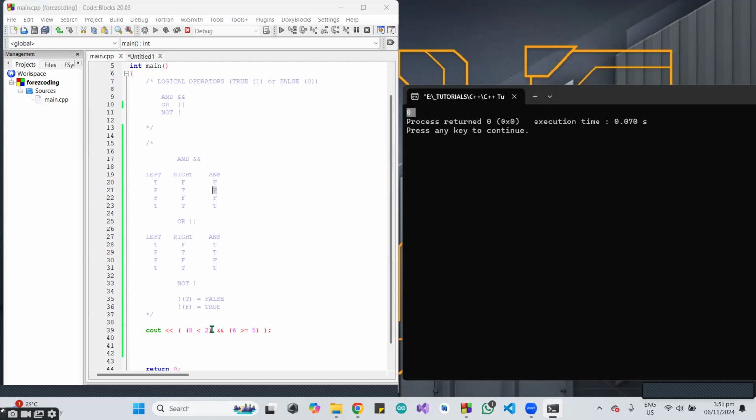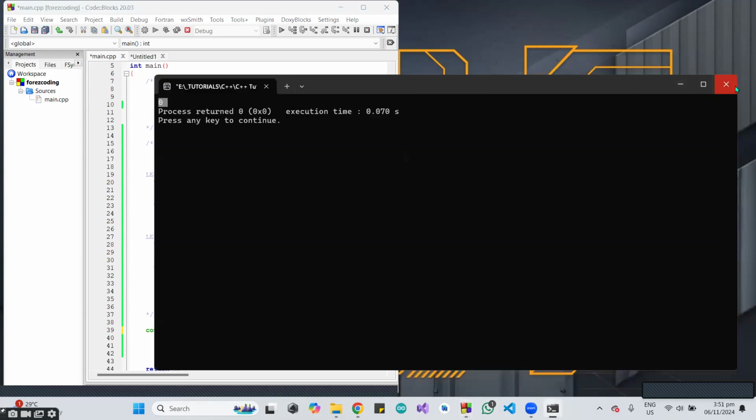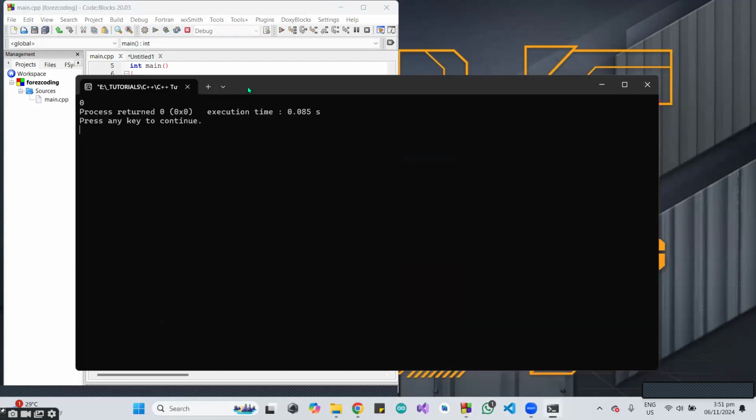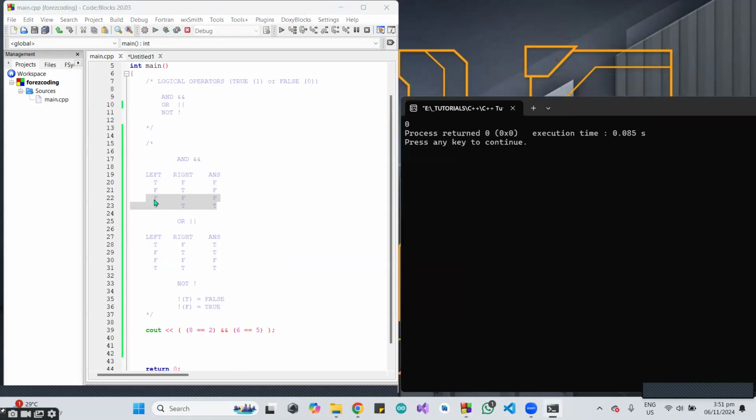So you can try these operations. For example, let's make this false. And then for the right operand, let's make it again as false. Let's try what will be the output. So the final output will be false. So false and false is equals to false. Therefore, the final answer is false.